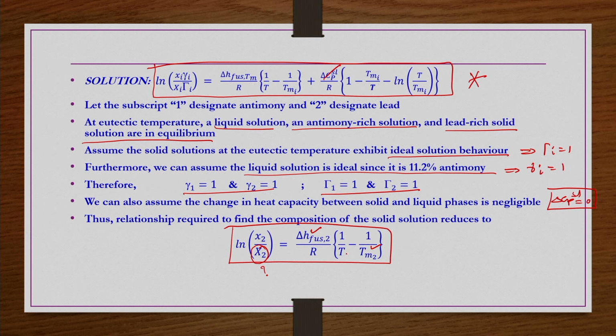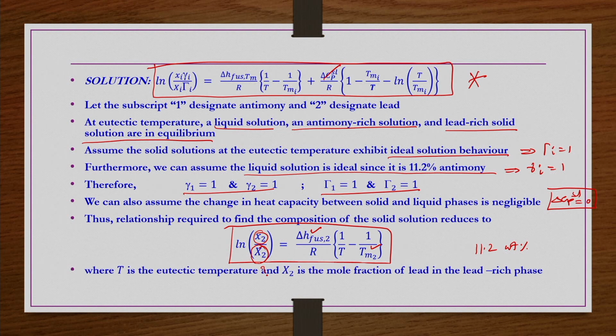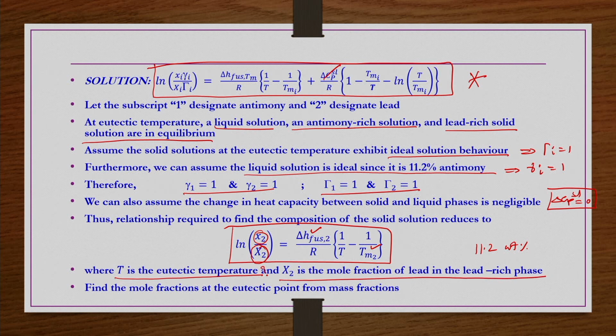Okay. So at the required temperature, we have to find out this capital X2, but what is this small x2? That is not given. But the weight fractions of these two items are given. So antimony is 11.2 weight percent. So what we can do is convert them into mole fractions and then get that small x2. Here T is the eutectic temperature, which is given, and x2 is the mole fraction of lead in the lead rich phase, that is what we have to find out. Then find the mole fractions at the eutectic point from the mass fractions, 11.2 weight percent antimony and the remaining lead.